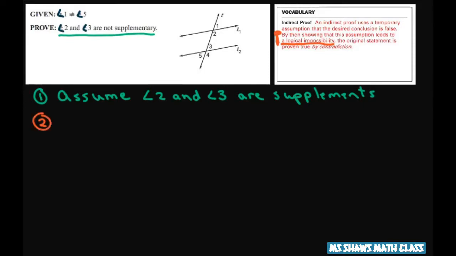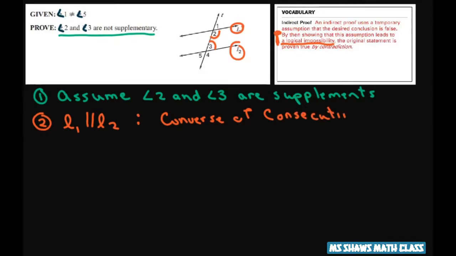So basically, if angle 2 and 3 are supplements, then that means that line 1 and line 2 are parallel. So line 1 is parallel to line 2, and that's based off our converse of the consecutive interior angles theorem.